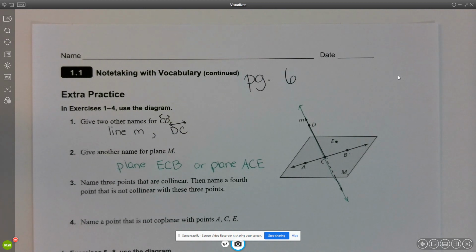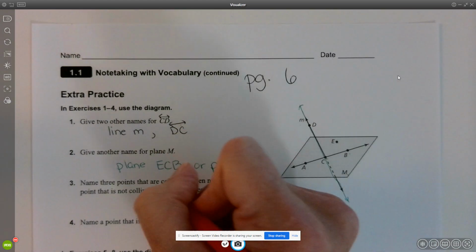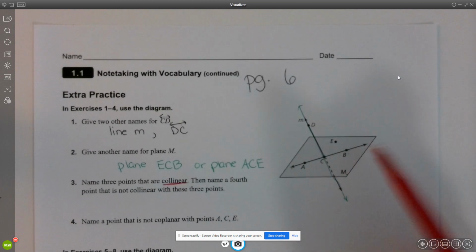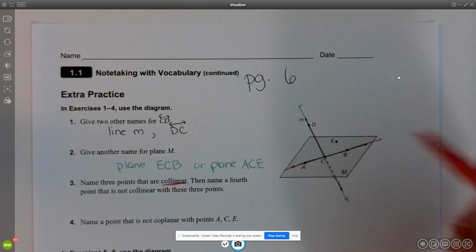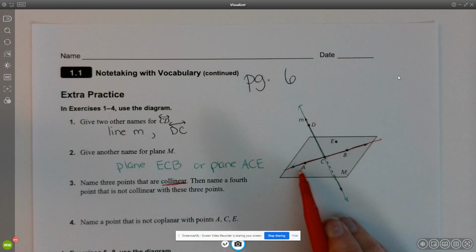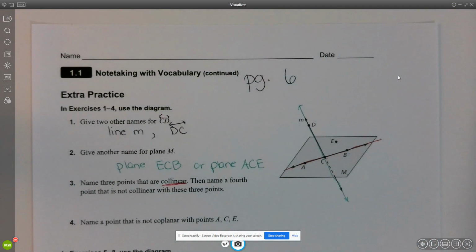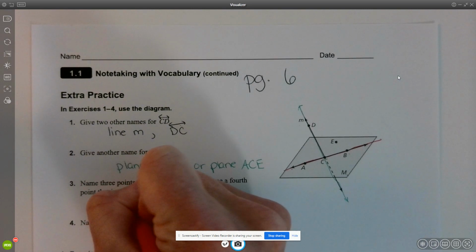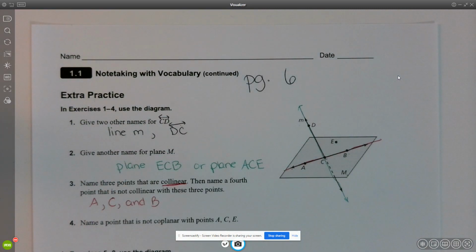In number 3, it asks us to name 3 points that are collinear. Then name a 4th point that is not collinear with these 3 points. If you remember back to your definitions, collinear means that the points lie on the same line. I kind of just talked about this. We see in this line here that points A, C, and B all lie on this line. So those 3 points are collinear. So points A, C, and B are collinear.